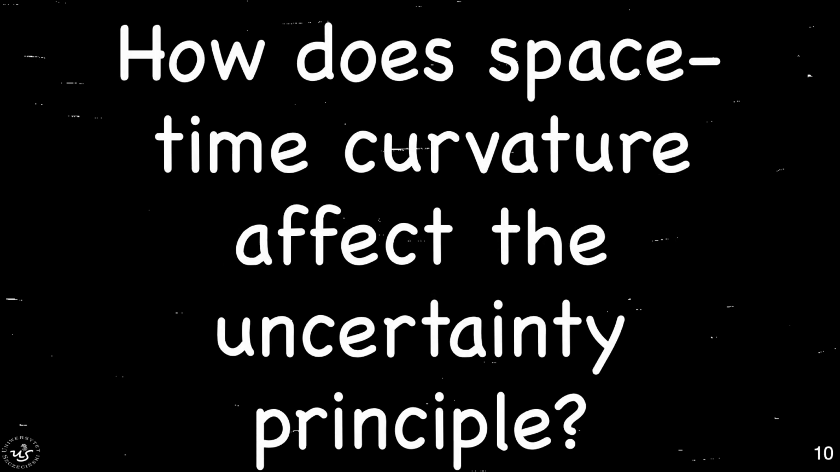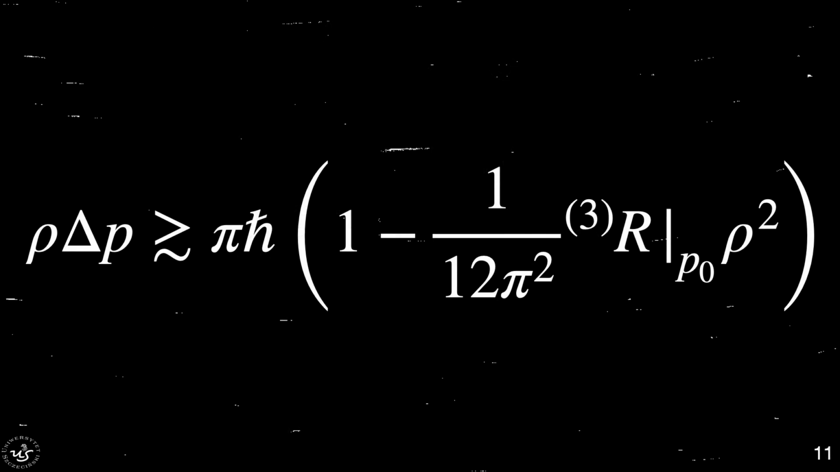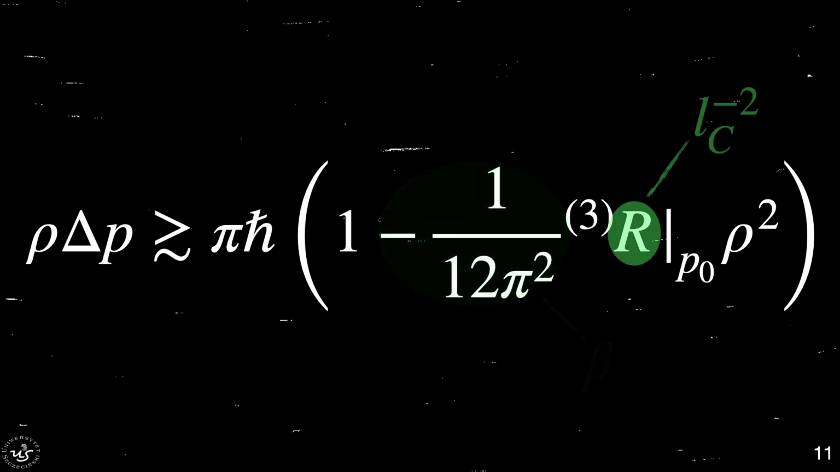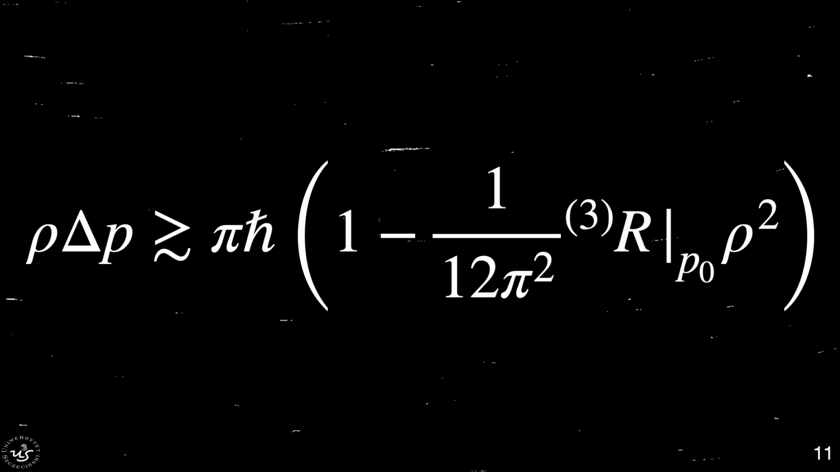So, how does spacetime curvature affect the uncertainty principle? At second order, we obtain this result. Beta is negative, that is, positive curvature decreases uncertainty. The role of the squared inverse length scale is played by the Ricci scalar on the hypersurface evaluated at the expected position. This implies that the curvature of spacetime always has to be taken into account when doing quantum gravity phenomenology, for example, for minimum length scale effects.